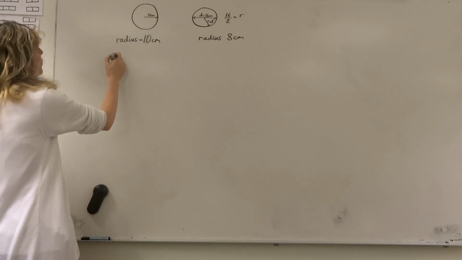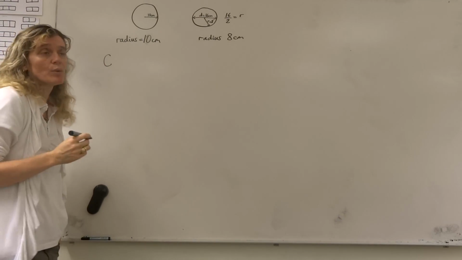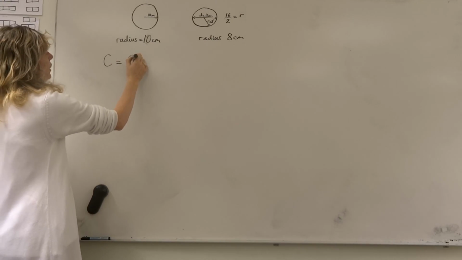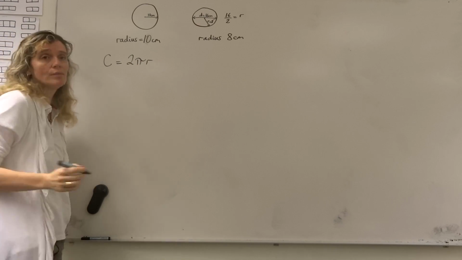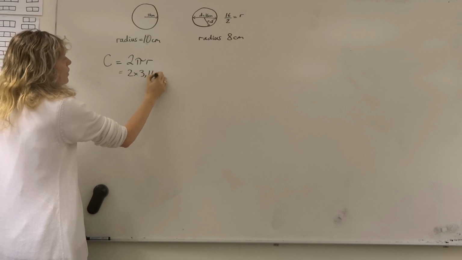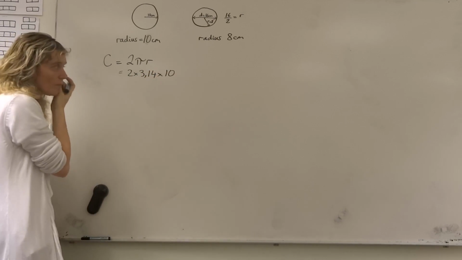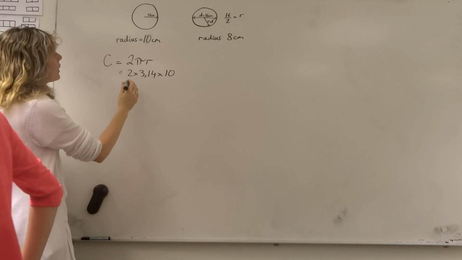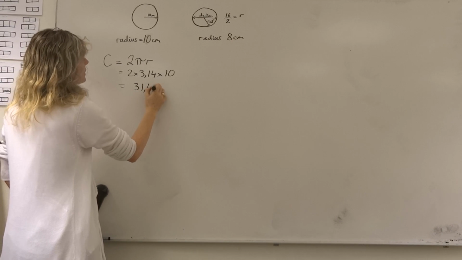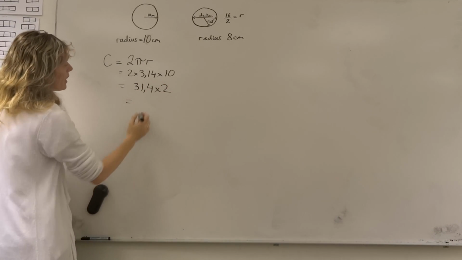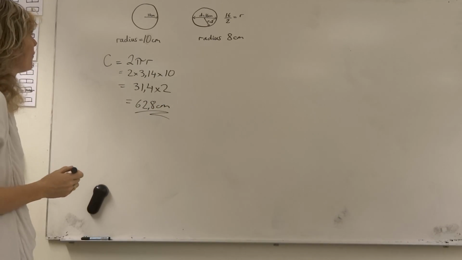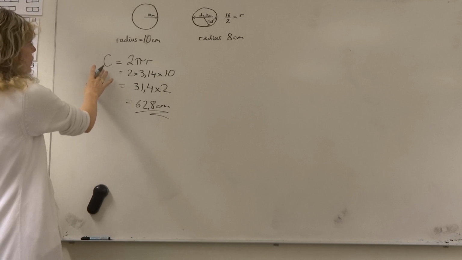So we would like the perimeter or the circumference, because whenever we're talking about circles, we talk about circumference. The circumference of a circle is 2 times pi times r. So in this case, it would be 2 times 3.14 times 10, which would give us 31.4 times 2, which would be 62.8 centimeters. That would be the circumference of our first circle.